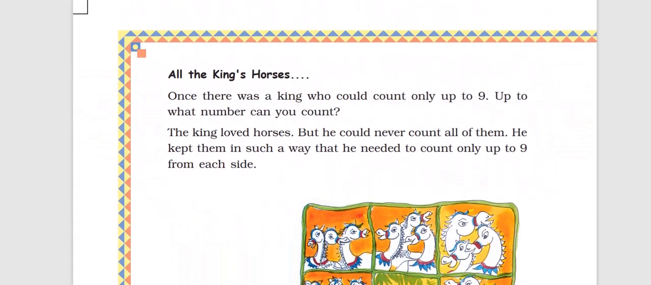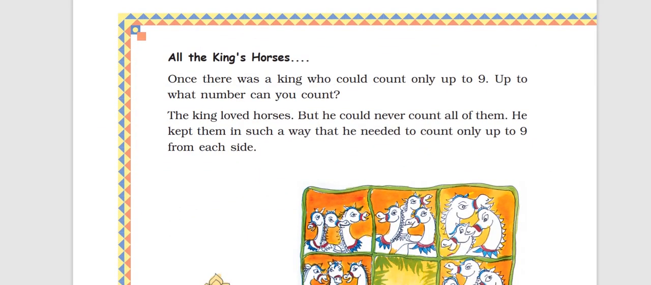Now, what do we have? Seems like some more word problems. Let's see. All the king's horses. Once there was a king who could count only up to 9. Wow. Up to what number can you count? I'm sure you could count more than what the king could.